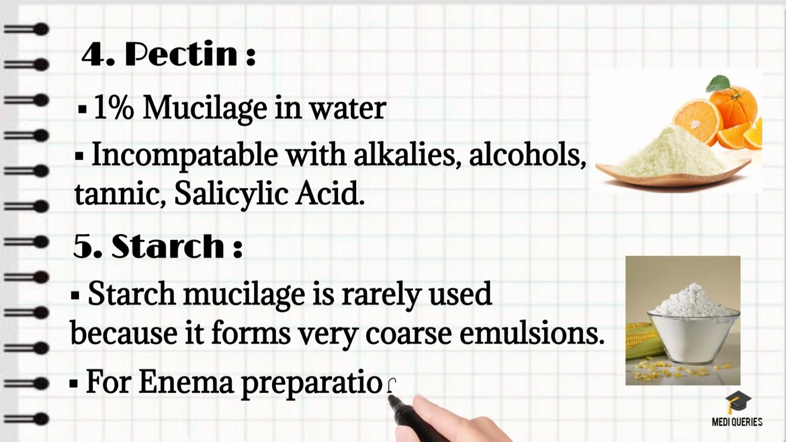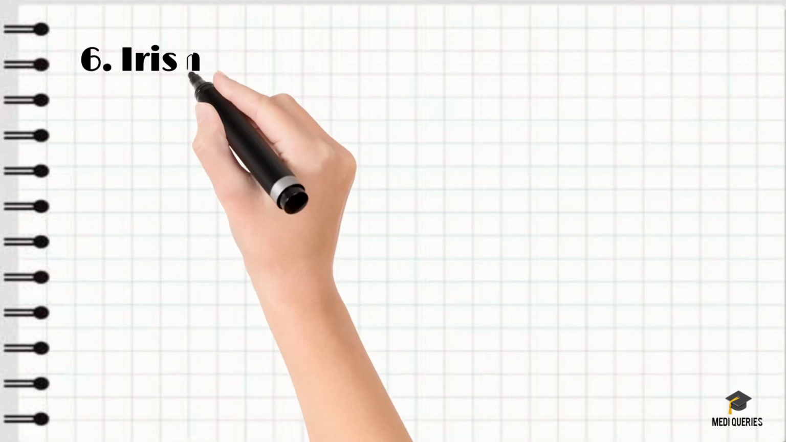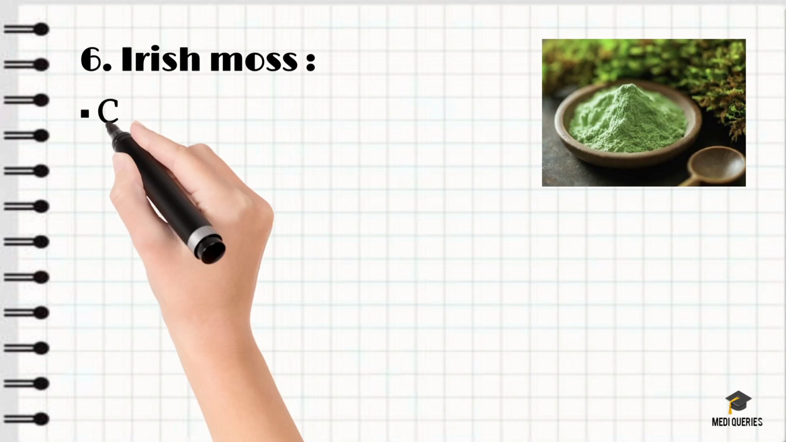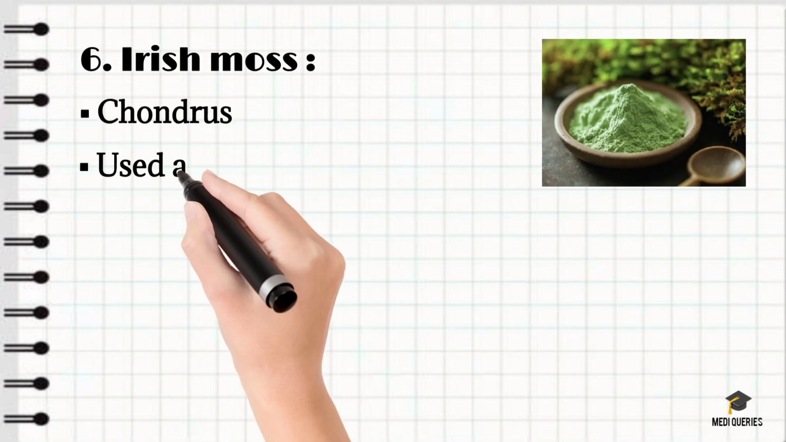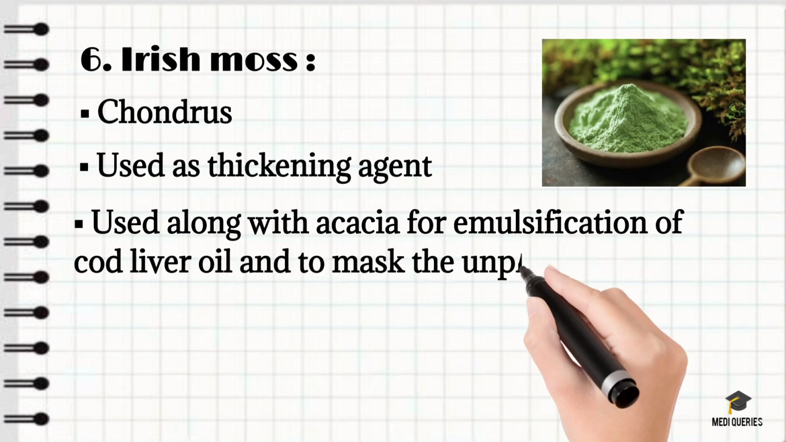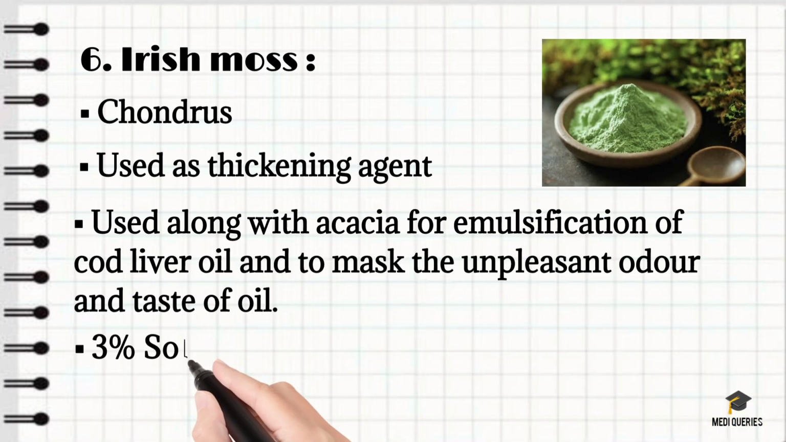Starch. Starch mucilage is rarely used because it forms a very coarse emulsion. It is generally used to prepare enemas. Irish moss. This is also called chondrus. It is used as a thickening agent. It is used along with acacia for the emulsification of cod liver oil and to mask the unpleasant odor and taste of the oil. Its 3% solution is used to emulsify an equal volume of the oil. So remember all the percentages for all these emulsifying agents.